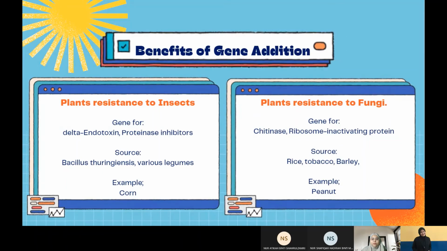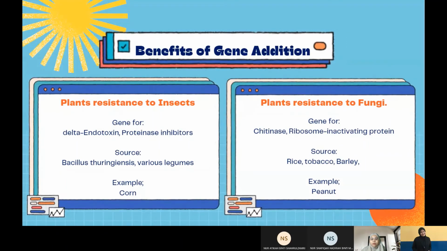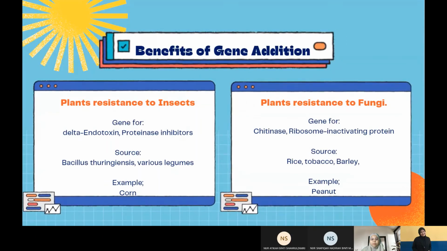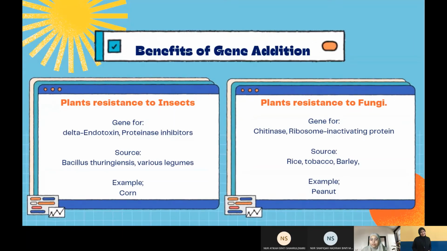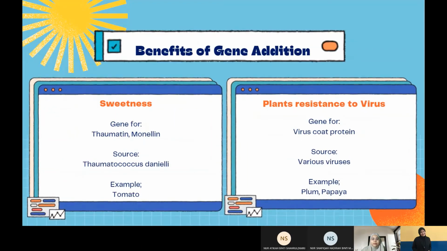The next benefit is that the plants will be resistant to fungi, and the example of the gene encoded for is chitinase, which we get from tobacco. The example is peanuts, because based on my findings there's a study where fungal resistant peanuts were developed by inserting the tobacco chitinase gene.